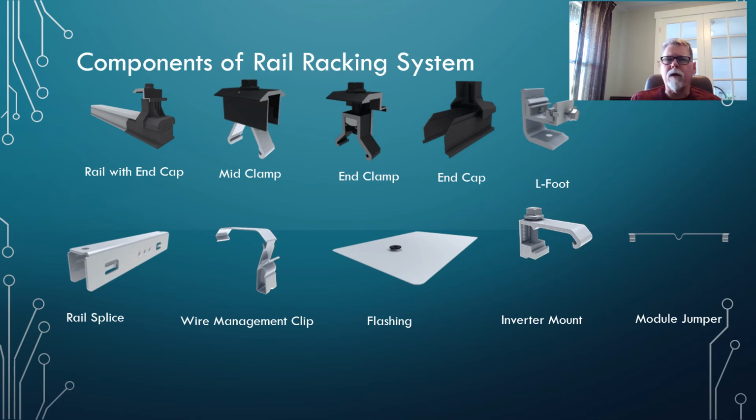system. Next you have an inverter mount, and that hooks into an inverter and then clamps over the rail and is tight and allows inverters to be mounted. And then you have a module jumper. A module jumper is jumping electrical ground. It makes sure that all the panels are connected together and ground.